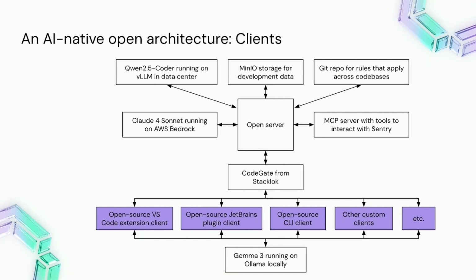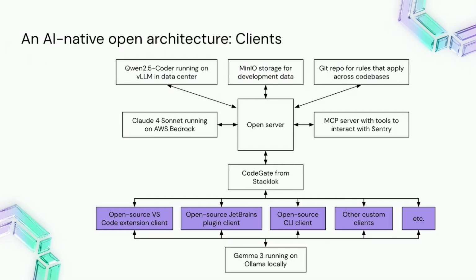So the first thing that I want to focus on is this layer here, where you have the open source VS Code extension client, an open source JetBrains plugin client, an open source CLI client, and other custom clients that might not be open source, so they might be tools or non-open source things that you then plug your horizontally aligned system, your open architecture, into. And I think there could be others, like an open source NeoVim plugin or an open source Vim plugin.